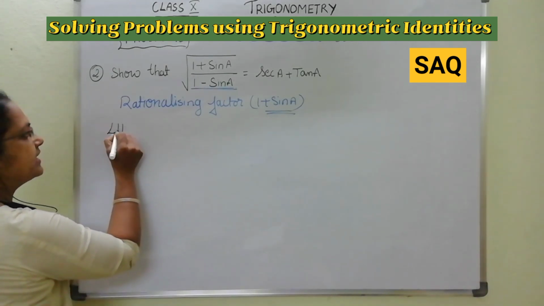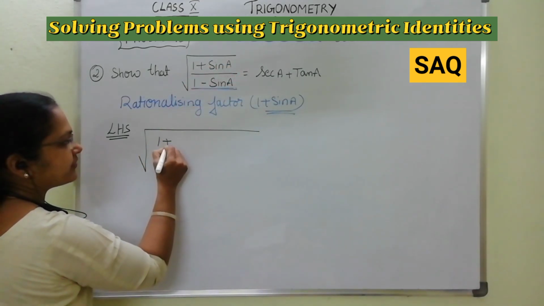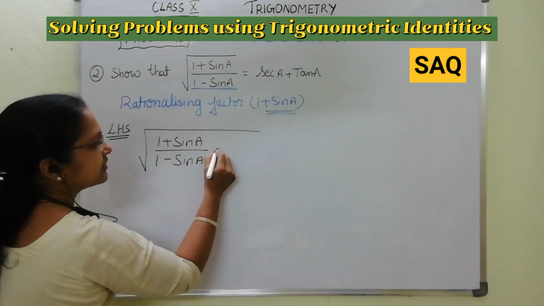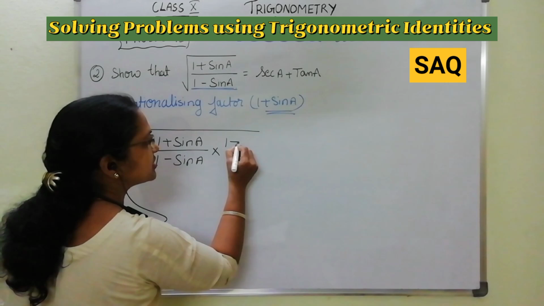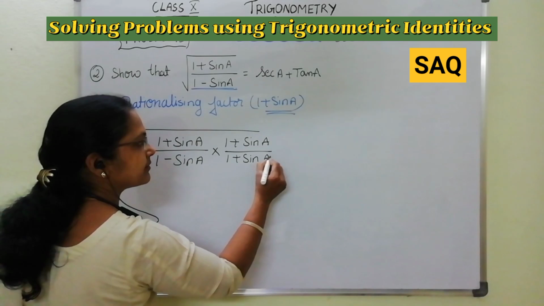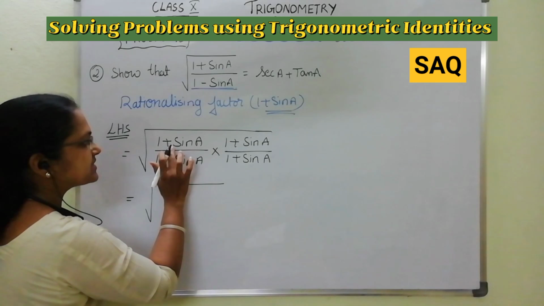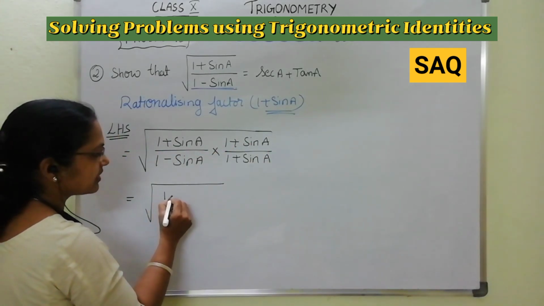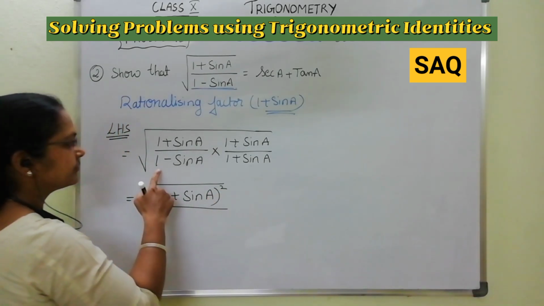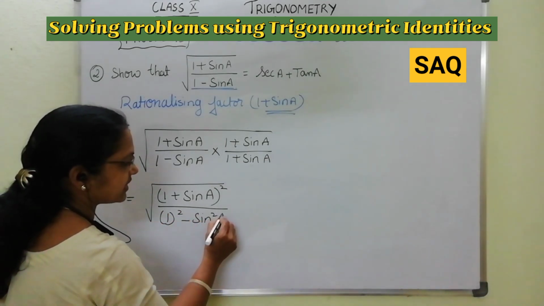So I am taking the LHS side, root over, writing the question as it is, (1 plus sin A) by (1 minus sin A). With the rationalizing factor, you are going to rationalize by multiplying by 1 plus sin A by 1 plus sin A. Now we can see very clearly that we have 1 plus sin A, 1 plus sin A. So we can take it as (1 plus sin A) whole square by 1 square minus sin square, using the (a plus b)(a minus b) formula.